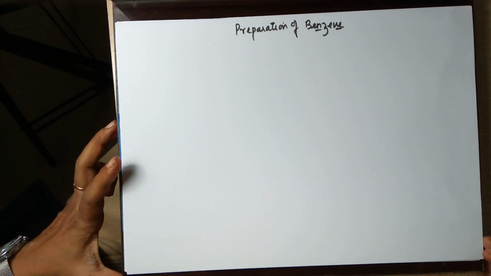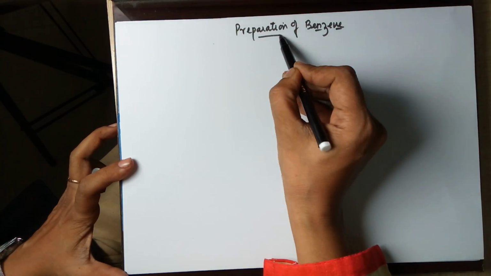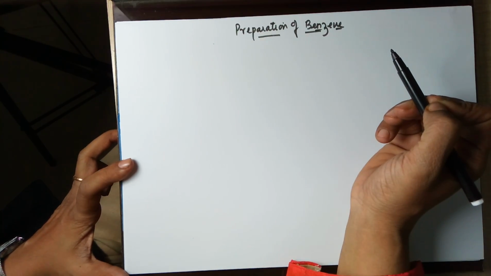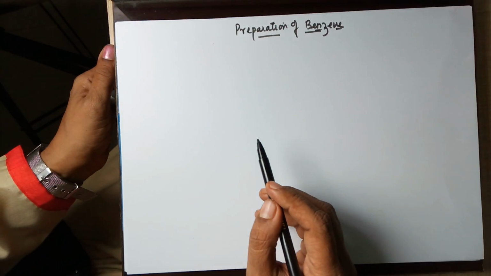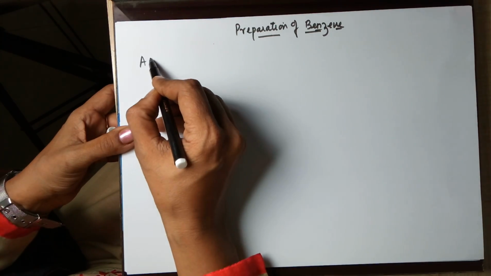Good morning, students. In today's class, we'll be doing methods to prepare benzene. The first method to prepare benzene is from acetylene.